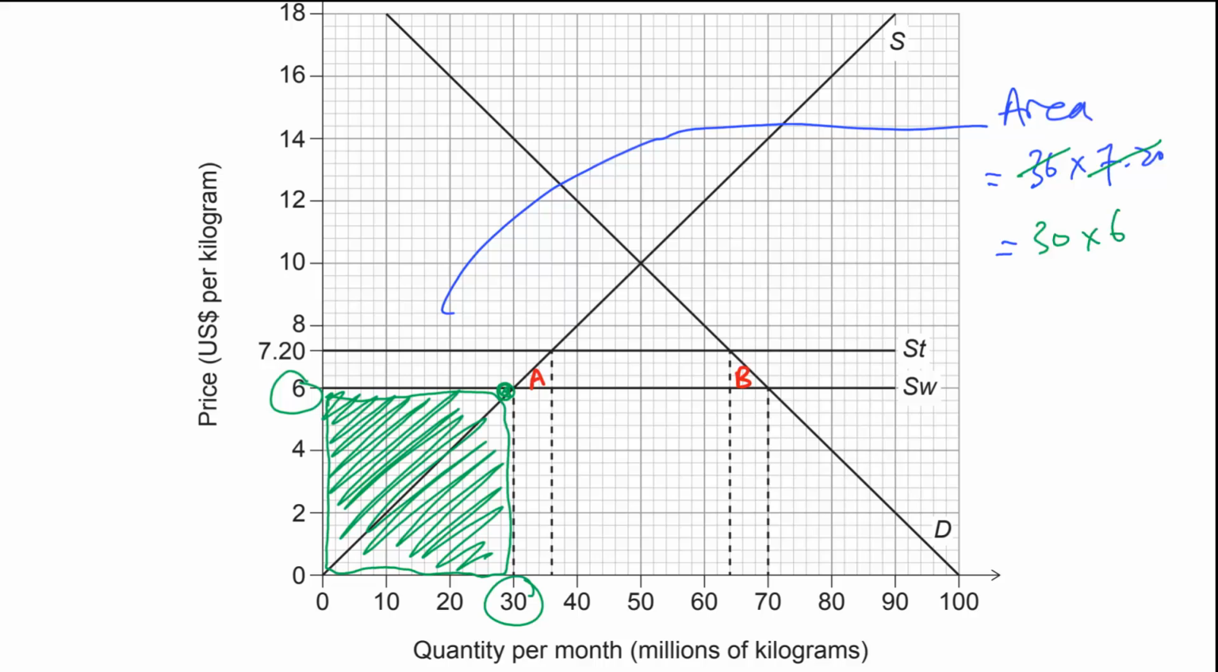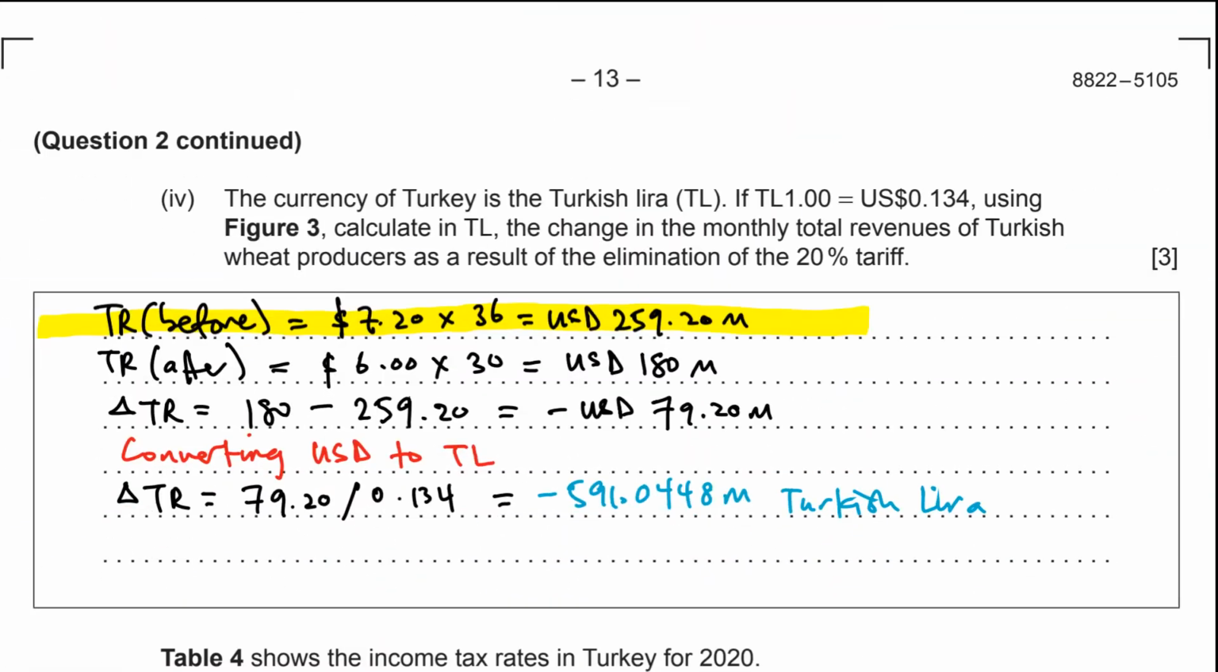So go down to the calculation bit over here. After the removal of the tariff, the Turkish manufacturers are now making 180 million US dollars in revenue. In terms of the change, delta TR, the change in revenue would be equal to 180 minus 259.2, which is a loss, right, negative 79.2 million US dollars.